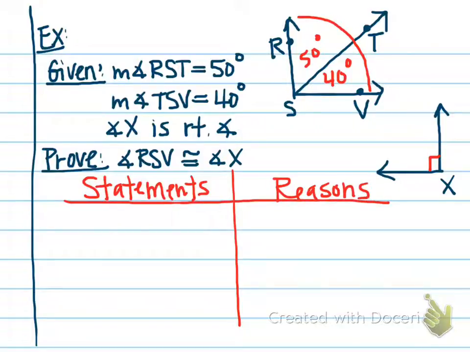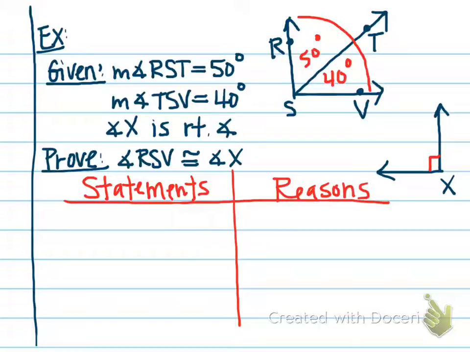One of our theorems states, we only know two of them, that if two angles are right angles, then they're congruent. We already know that angle X is a right angle. If we could prove that angle RSV is a right angle, then we know that they are congruent. Now if we look at RSV, it's made up of RST and TSV, which are 50 and 40. If we add those together, we get 90. And by definition of a right angle, a 90-degree angle is a right angle. So we can go about it that route.